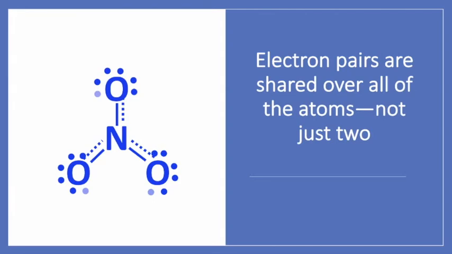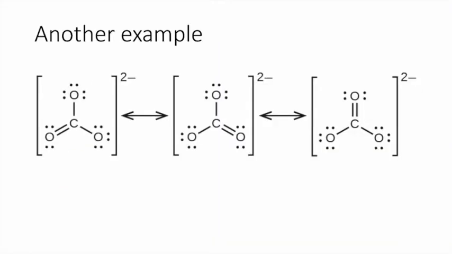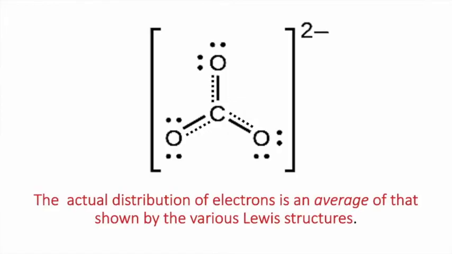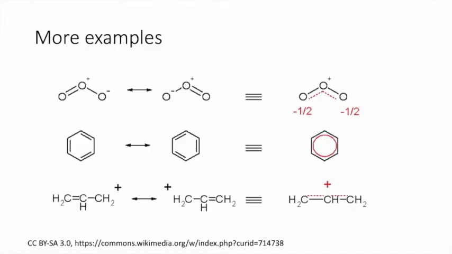They're shared over all of the atoms and not just 2 of them. Here's another example where we have 3 different resonance structures. Remember, these aren't flipping back and forth. Our real structure is actually a hybrid of all 3 of these. And this is what you would see. The bonds aren't really double bonds and they're not really single bonds. They're somewhere in between. And here are a few more examples.